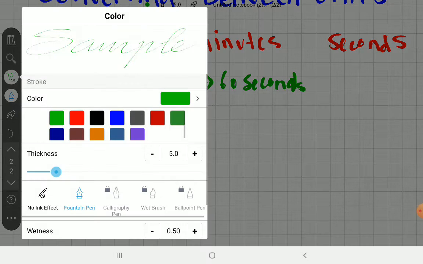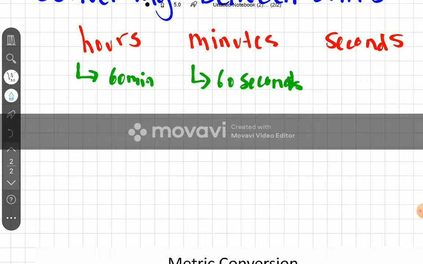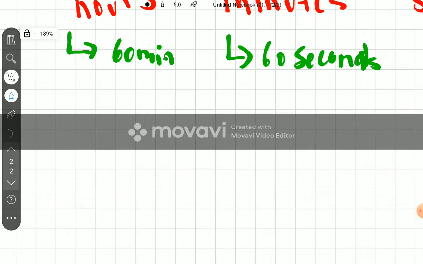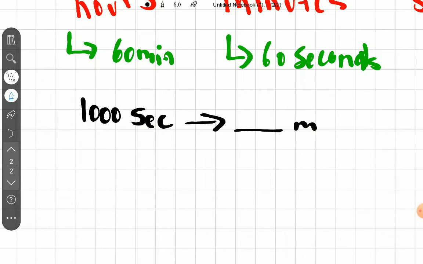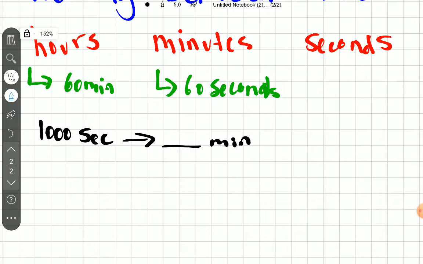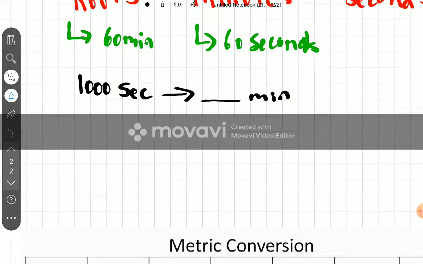So let's do the first example, and I'll explain how to do it. If you want to convert 1,000 seconds to minutes, how would we do that? If we look at our mini chart, obviously you would think to divide by 60, but I'm going to show you how to do it, but also canceling out units.